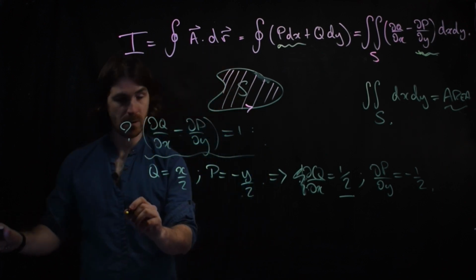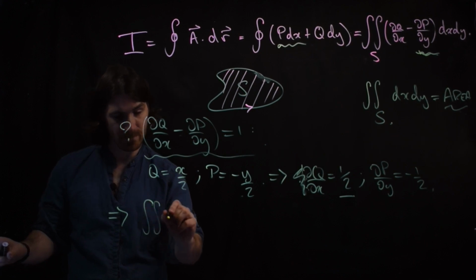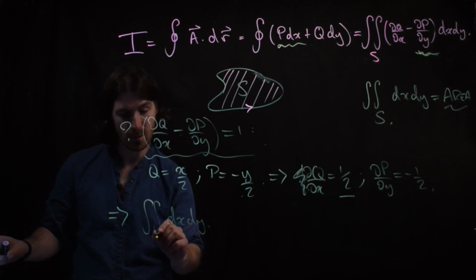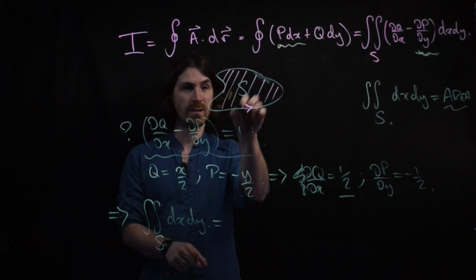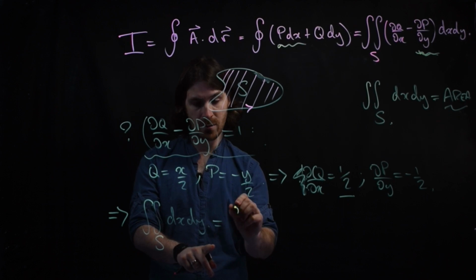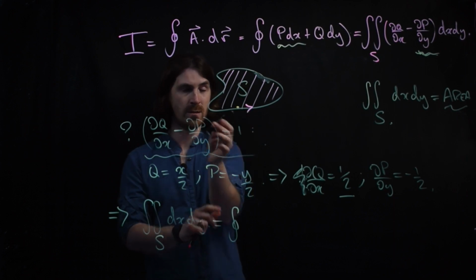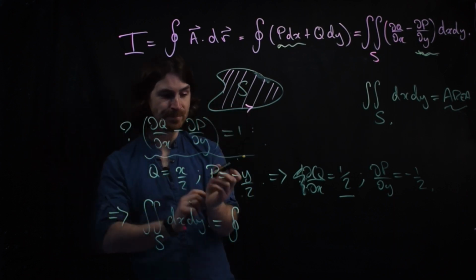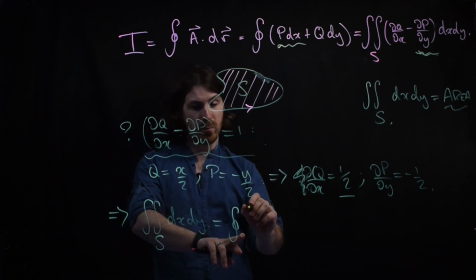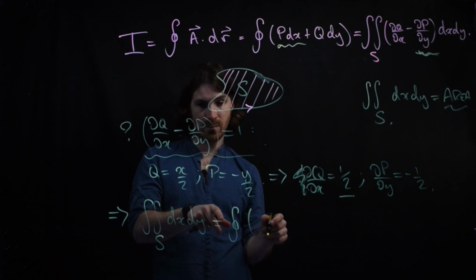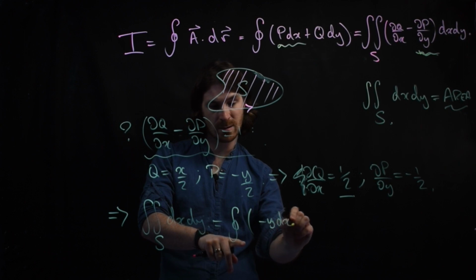Okay, so we have that the area of a region, the double integral of dx dy, the area of the region S, can be given by the line integral. So if you want to find this area, you can do the following line integral. You go around the curve, the boundary of the region S, keeping S on your left, so you traverse it anti-clockwise. And now we've got p dx, and we said p was minus y over 2. So minus y dx, and let's put a half out the front.